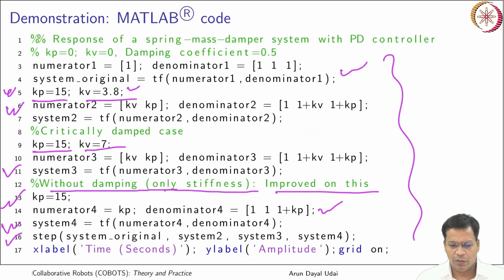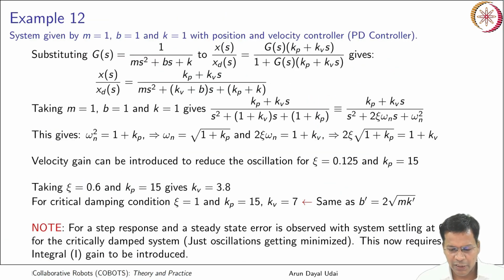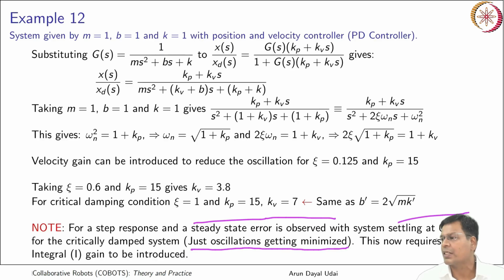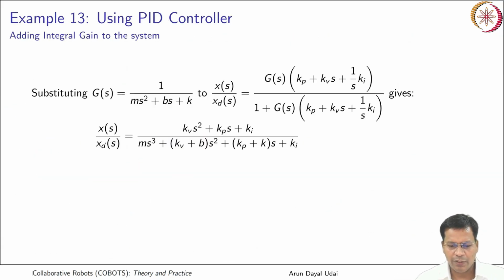Okay, now can I work on this? So this time for step response, steady state error is observed. Okay, with settling time as 0.938, it has almost settled. For critically damped systems, oscillations are just getting minimized. Oscillation is now minimized. This now requires an integral gain to be introduced. So you saw there is a steady state error. That can now be eliminated with the best value I got, so that I don't see any steady state error. So can I do it now once again? So let us start working on that.